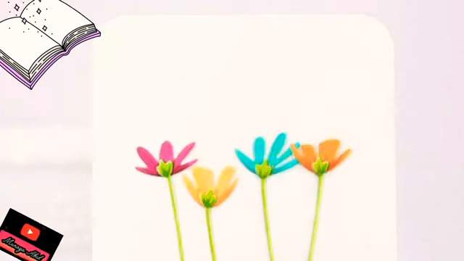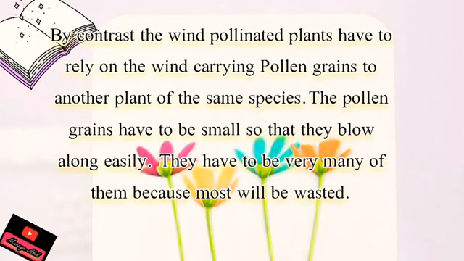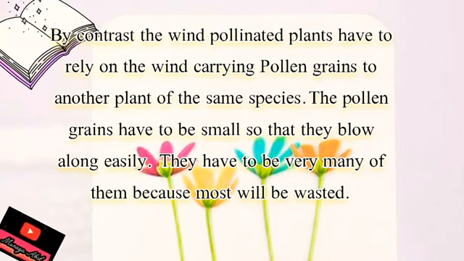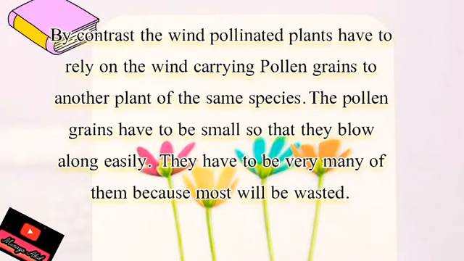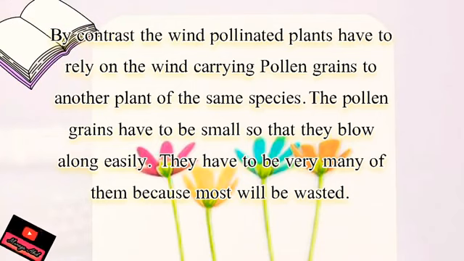Okay, by contrast, the wind pollinated plants have to rely on the wind carrying pollen grains to another plant of the same species. The pollen grains have to be very small so that they blow along easily. There have to be very many of them because most will be wasted. So wind pollinated flowers have to create their pollen in large amounts, and they should be very, very minute and tiny. After writing this answer, question number 3 answer in your journals, you have to learn that as well.